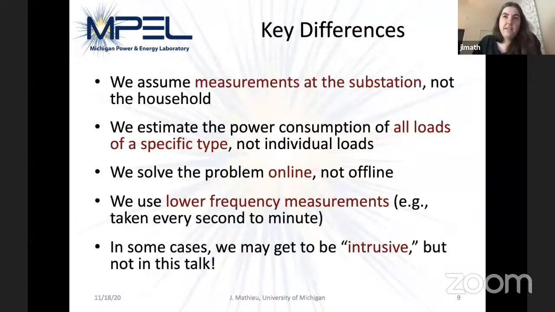The key differences with this feeder level disaggregation problem are that we're assuming that the measurements are at the substation, not the house. We're estimating the power consumption of all loads of a specific type. We're not breaking down the load by individual appliance, for instance, but saying what's the load of all the air conditioners, what's the negative load of all the PV generation right now. We want to solve the problem online, not offline, because we're going to be using it for feedback in a control problem. And we need to use lower frequency measurements, usually taken every second to minute, not very high frequency data.